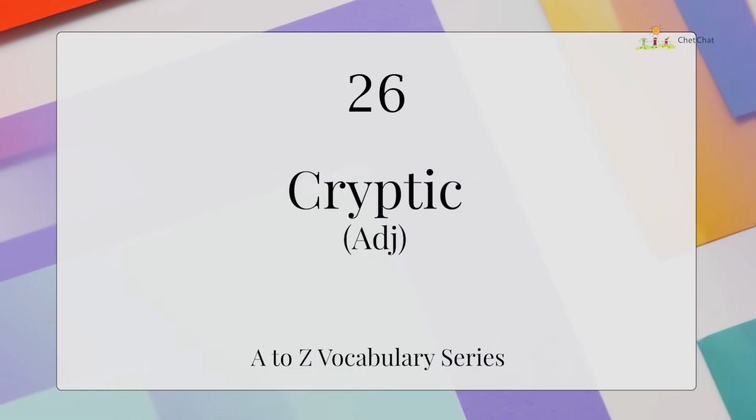Our next two words are cryptic and cryptography. Both these words come from the root crypt, meaning hidden. Let's look at some words and then we'll see the meaning. Our next word is cryptic.